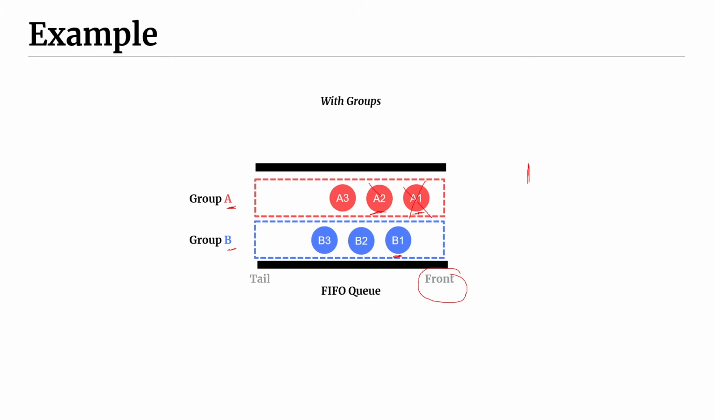So you may get A2 here, and then the same kind of thing applies. In the next attempt, you're either going to get B1 or A3. Say you get A3. Now there's nothing left for A, so you're going to get B1, then B2, then B3, all right? So this is a pretty simple example.